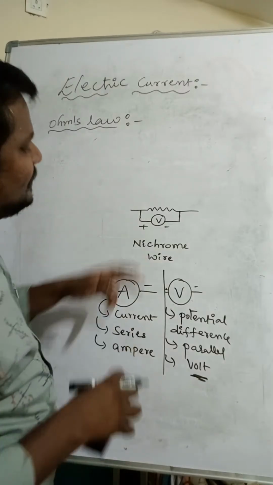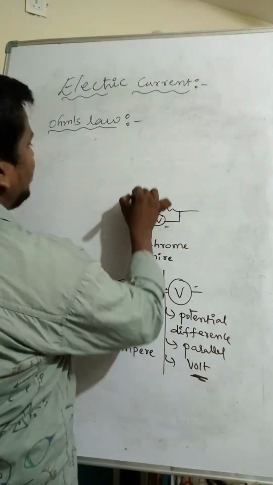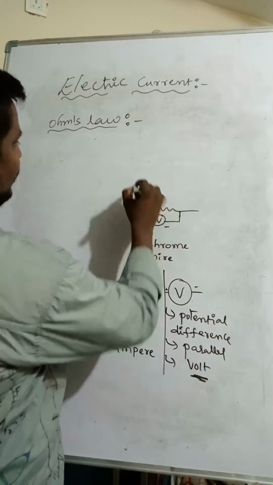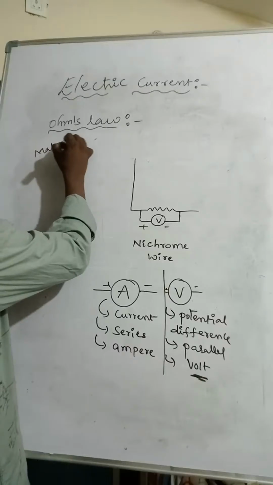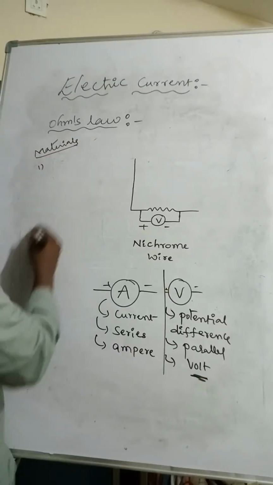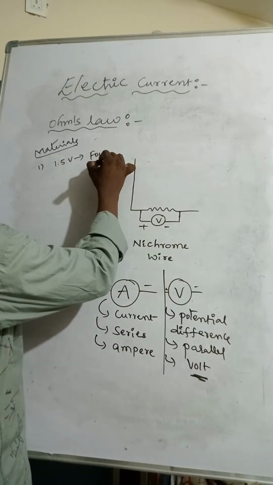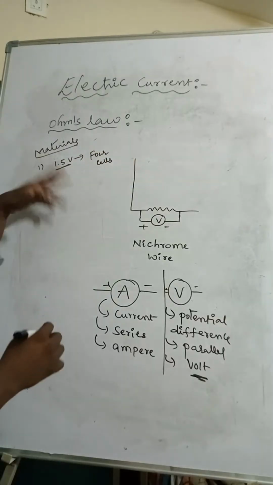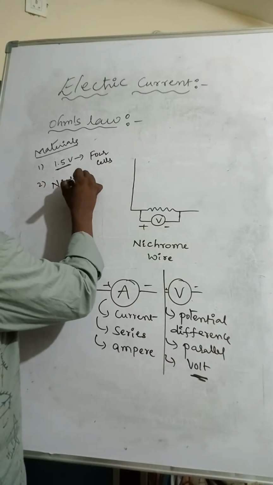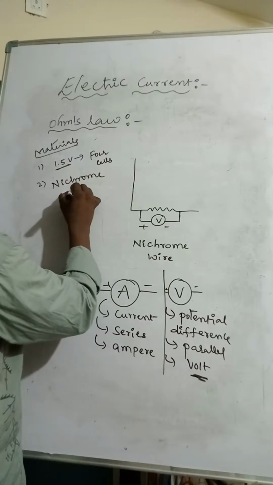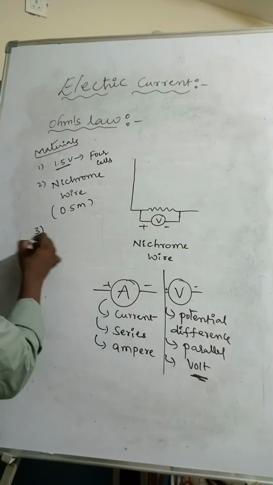Here I am considering the nichrome wire. What are the materials required? One, four cells of 1.5 volts. The second thing is nichrome wire, of 0.5 meter length.